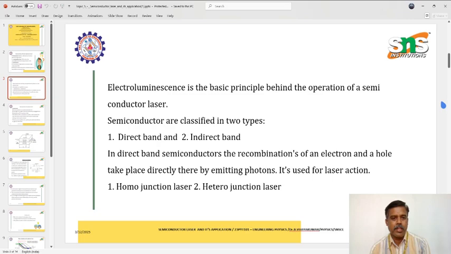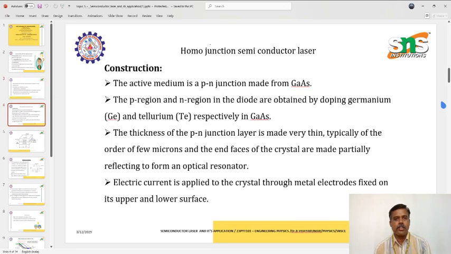The semiconductors are classified into two types. One is direct band gap and the other is indirect band gap. In a direct band gap semiconductor, the recombination of an electron and holes takes place directly, thereby emitting photons. It is used for laser action. One type is in a homojunction and the other is in a heterojunction.